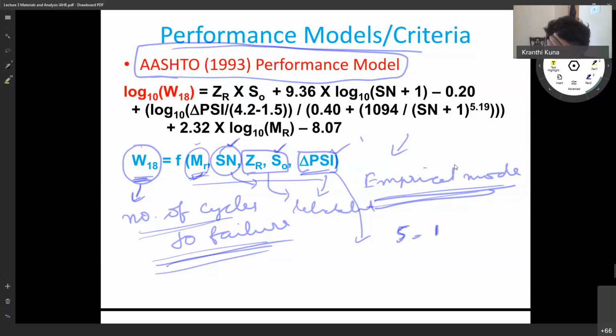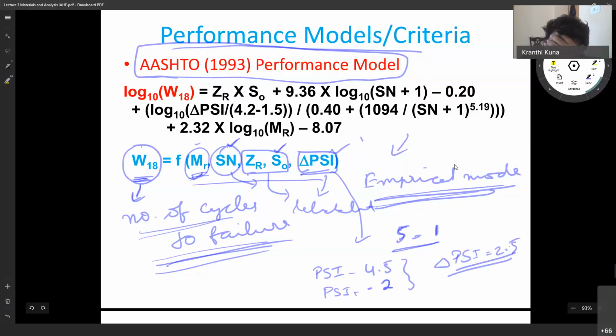For us, the failure criteria is 20% cracking or 20 mm rut depth. But in this equation, the failure criteria is loss of serviceability. For example, initially in a new condition, say the pavement serviceability index is 4.5, and say the PSI after failure we assume is 2. If PSI is less than 2, we consider it a failure. Then the delta PSI is 2.5.